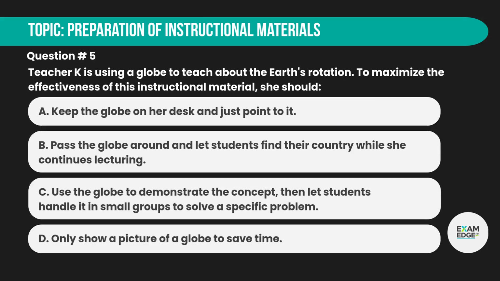Question number 5. Teacher K is using a globe to teach about the Earth's rotation. To maximize the effectiveness of this instructional material, she should A. Keep the globe on her desk and just point to it. B. Pass the globe around and let students find their country while she continues lecturing. C. Use the globe to demonstrate the concept, then let students handle it in small groups to solve a specific problem. D. Only show a picture of a globe to save time.